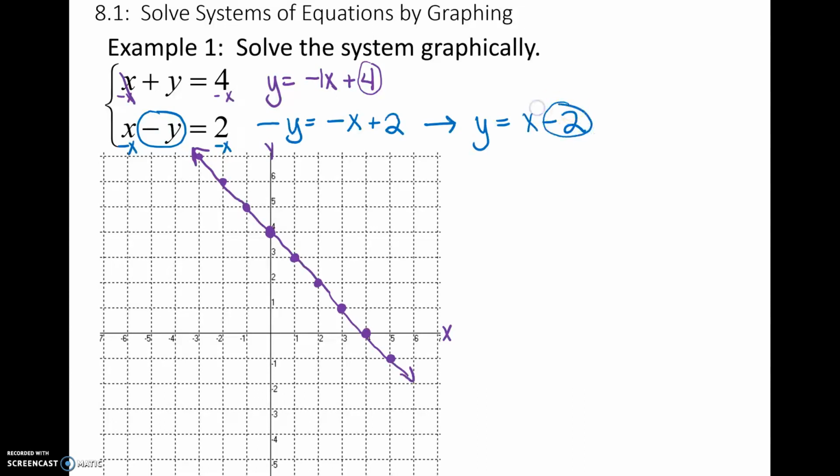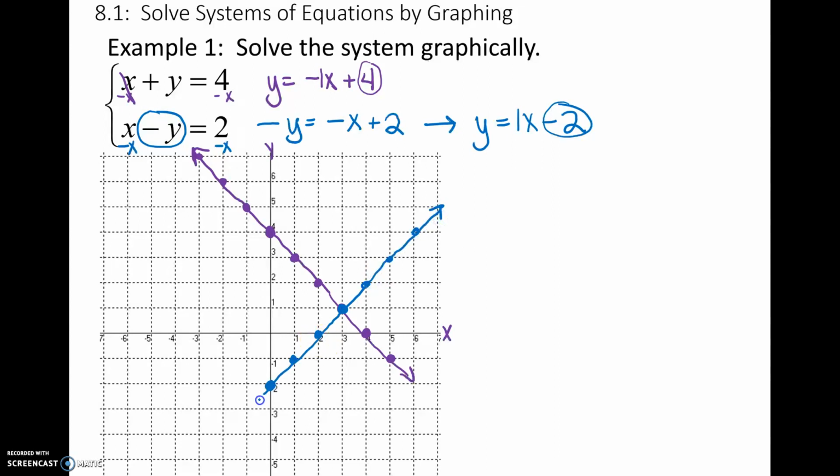This one, we need to start at negative 2. On which axis? On the y-axis. Right there. What's our slope for this one? 1. So up 1, right 1, up 1, right 1, up 1, right 1, and so on.